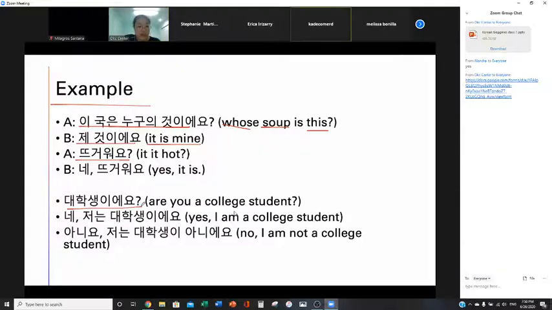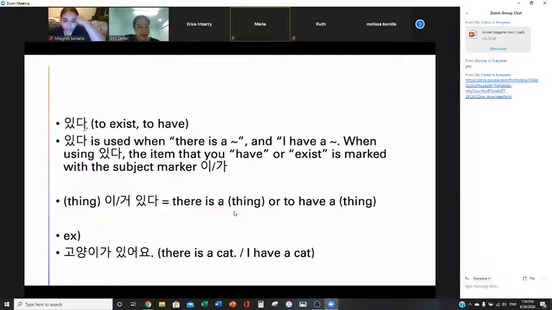And then 대학생이에요. Can you repeat? 네, 저는 대학생이에요. Perfect. If you want to say no, "I'm not a college student," then you can say 아니요, 저는 대학생이 아니에요. Perfect.